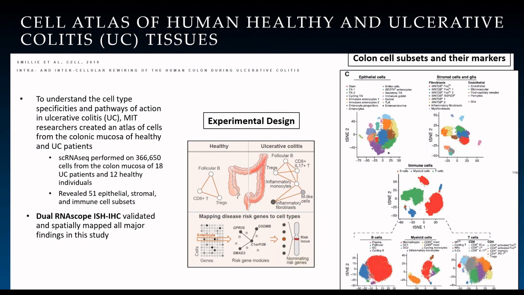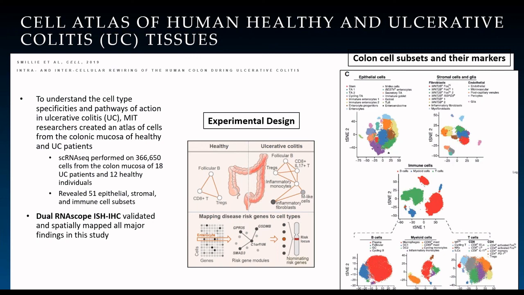In this next example, these researchers wanted to build a cell atlas to compare healthy colon versus the colon of patients with ulcerative colitis. So to build a cell atlas, they needed patient samples from normal and ulcerative colitis tissue. And this was really important to understand the differential gene expression and the novel cell types in an inflamed colon. So they isolated about 300,000 cells from 18 ulcerative colitis patients and 12 healthy individuals to establish the cell atlas.